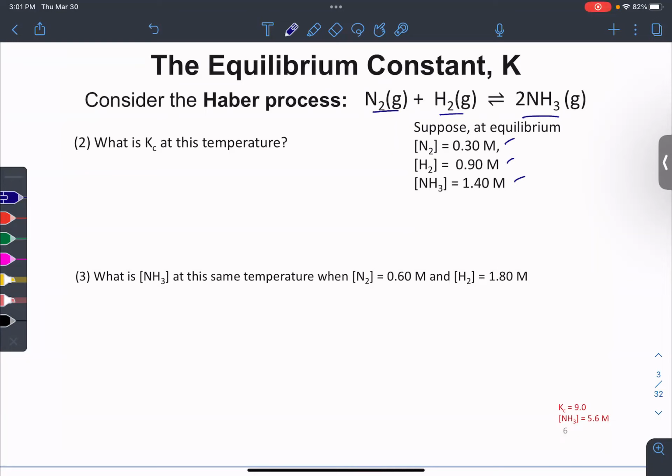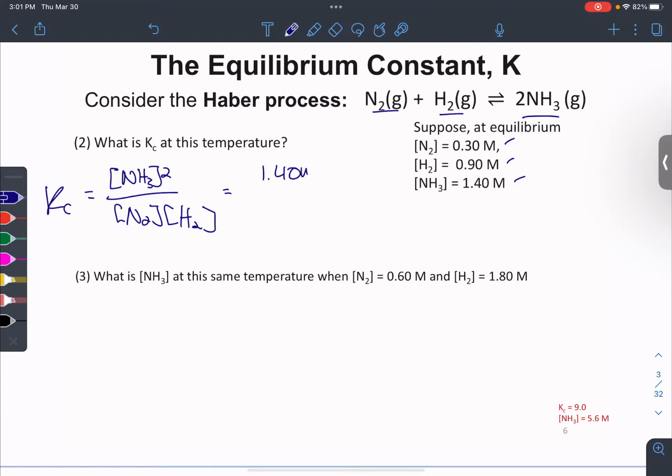So we should be able to plug these numbers into that K expression we just got and calculate what K for this reaction is at this certain temperature. Let's remind ourselves, this is NH3 squared over N2 times H2. I got this from the balanced chemical reaction, products over reactants. Now I'm just going to plug in those numbers. So NH3, 1.40 molarity squared over 0.3, that's coming from nitrogen, 0.9 coming from hydrogen.